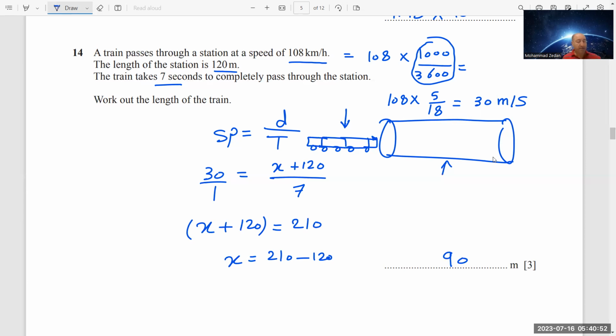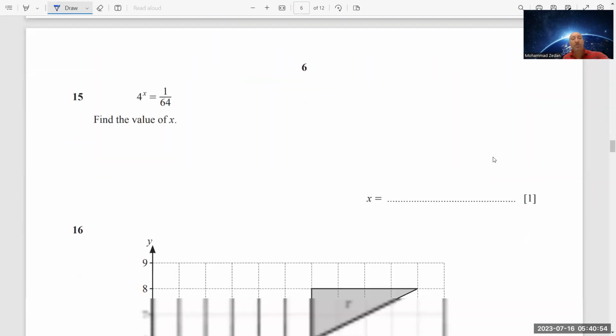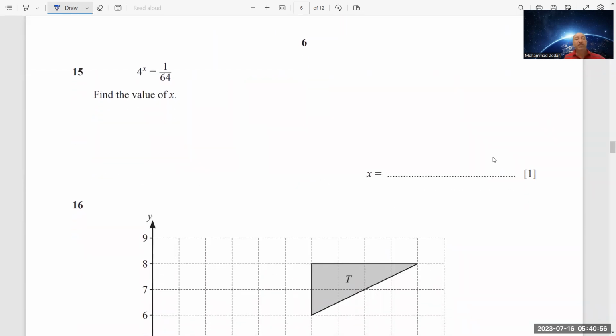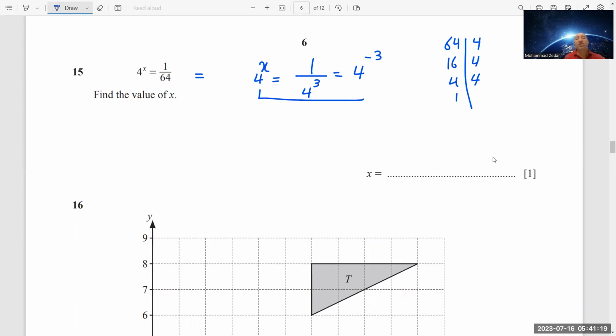Next question is an exponential equation. 4 power x is 1 over 64. First of all, keep 4 power x, and just convert 64 into a power. Do factorization by 4: divide by 4 is 16, divide by 4 is 4, and 4 divided by 4 is 1. So the 64 is really 4 power 3, and 1 over 64 can be written as 4 power negative 3. Now the bases are equal, 4 equals 4, so the x must be negative 3.